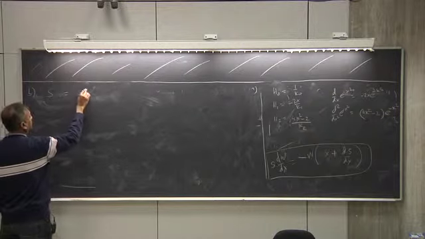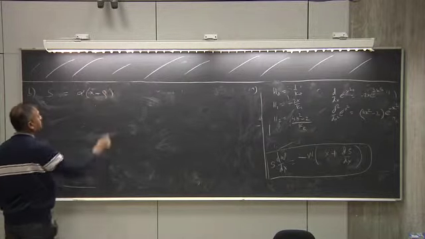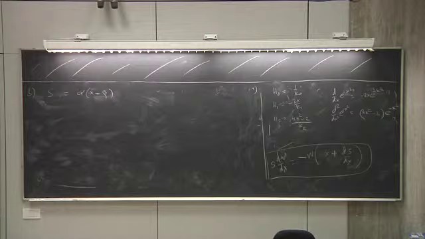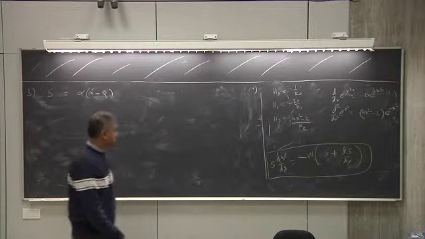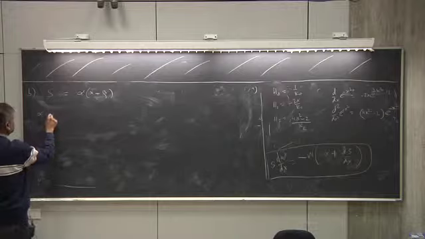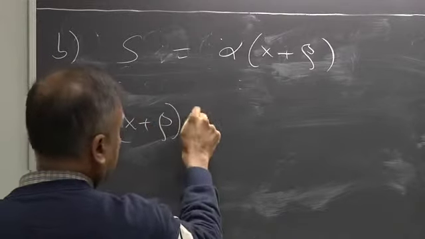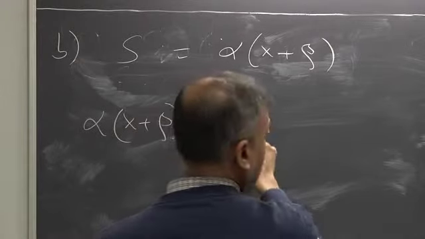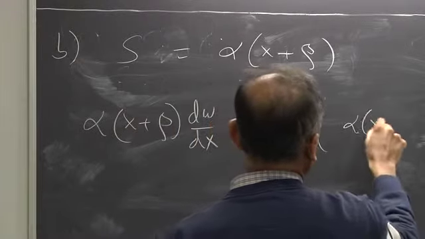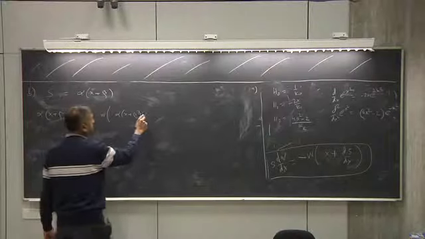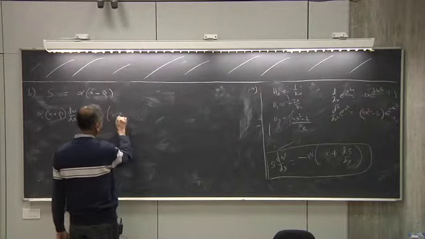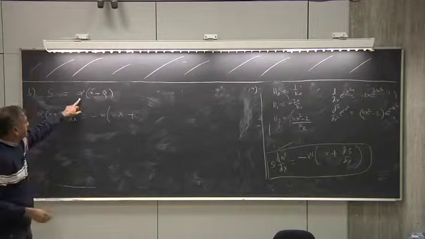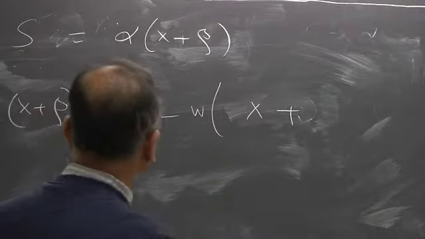S equal to, say, alpha x plus beta. So it's a linear function. Substitute that here. So you get (alpha x plus beta) dw by dx equal to minus w times (x plus ds by dx). And ds by dx is simply alpha, right?